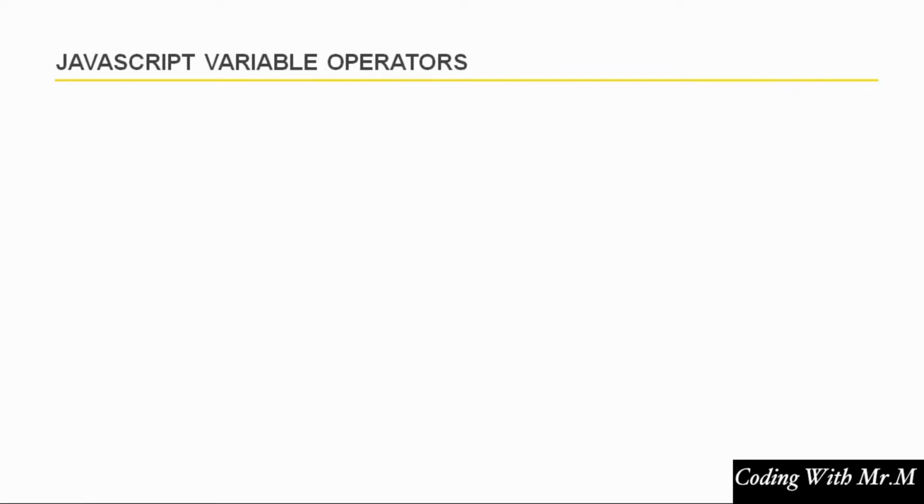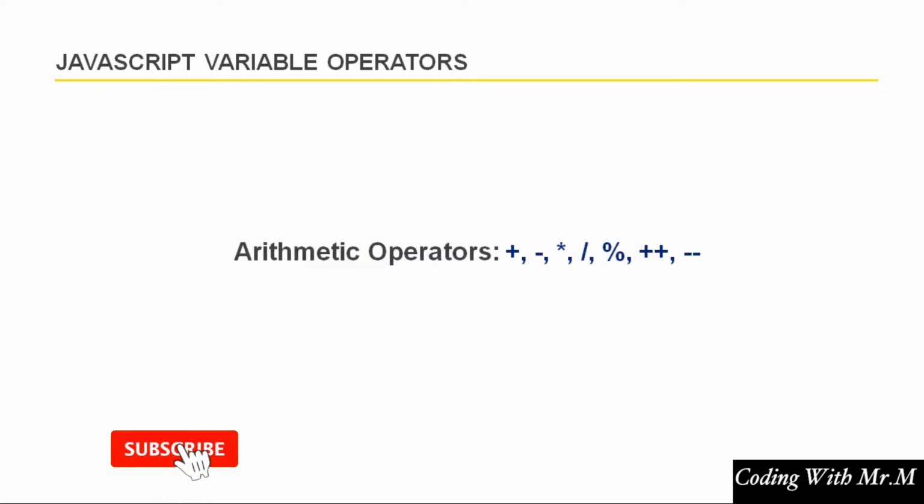In this video, I will discuss variable arithmetic operators. The arithmetic operators take numerical values, perform arithmetic operation, and return a single numerical value. Let me open the code editor and I will show you by doing some arithmetic operations.